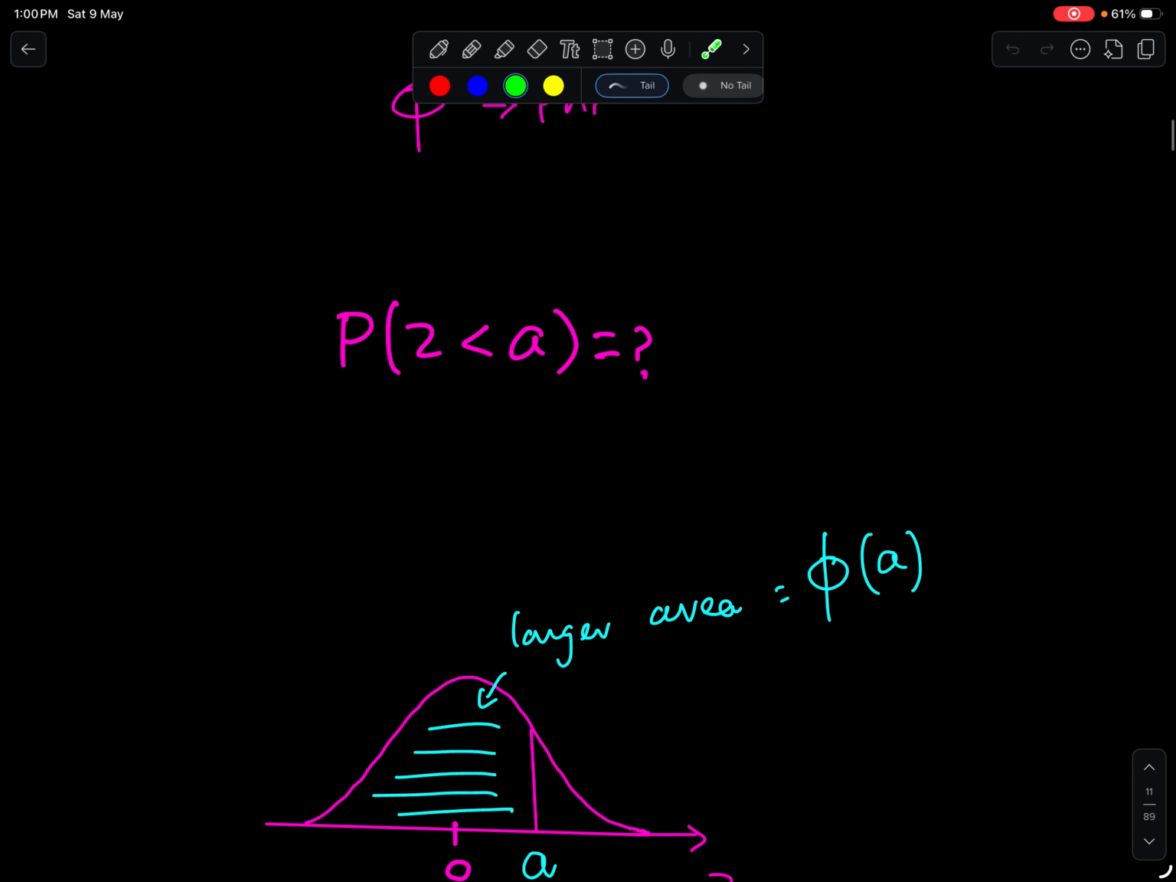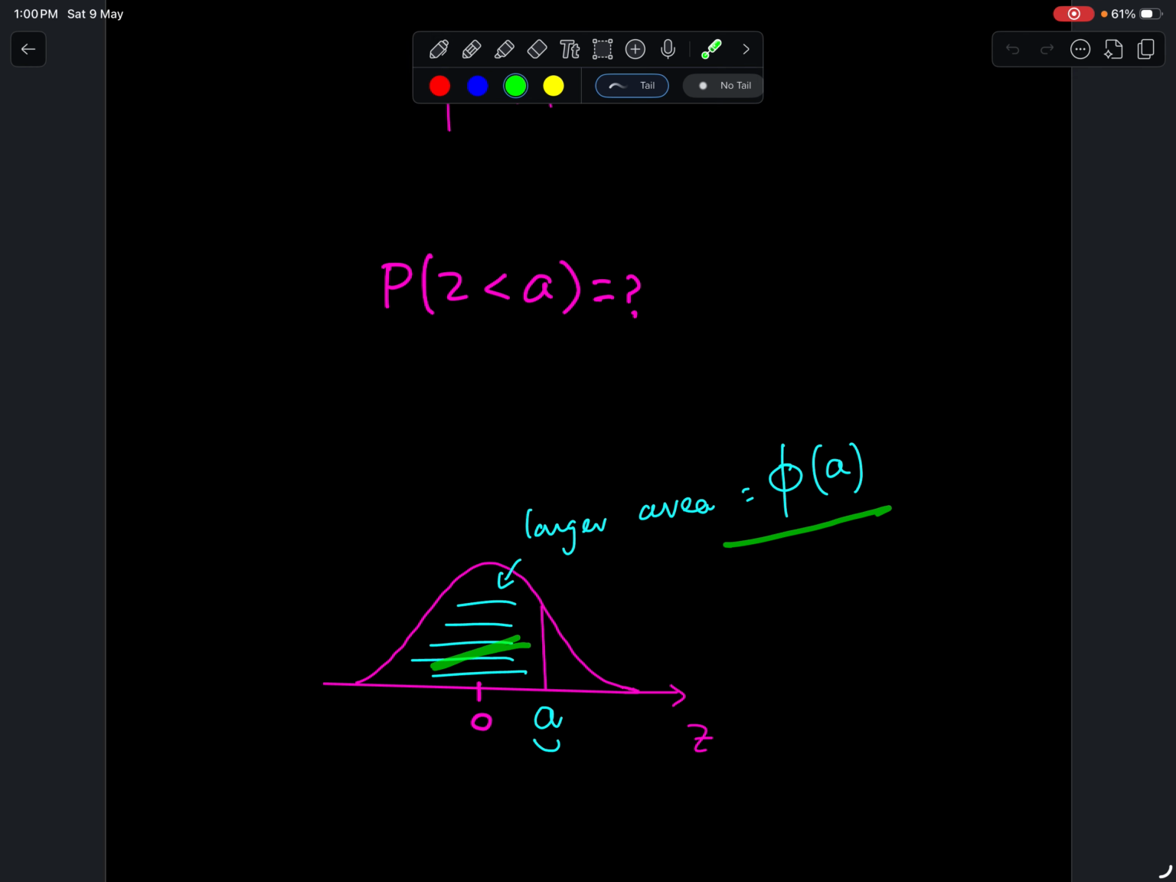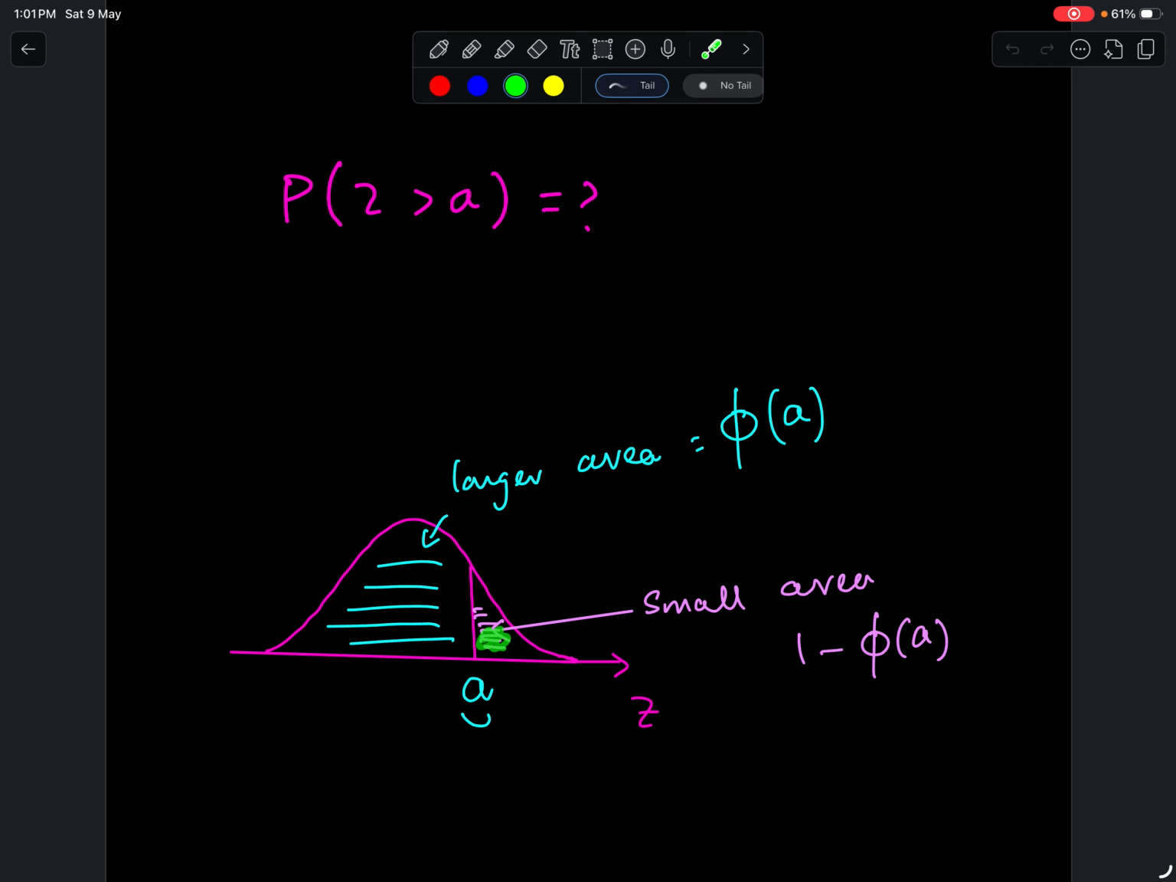Direct normal, phi. If the area is large, with respect to this reference line, this area is the larger area. So this should be phi. And how do we know we need this area? Because of this sign of inequality. We need values which are less than A. Area on the left side of A, less than A. So the larger area is phi and this small area is 1 minus phi. And this number should be here. This is the smaller area, so this should be 1 minus phi A.